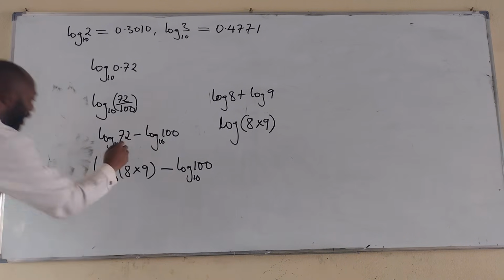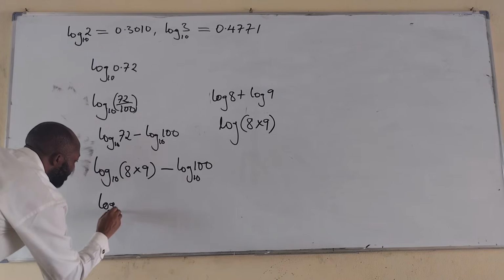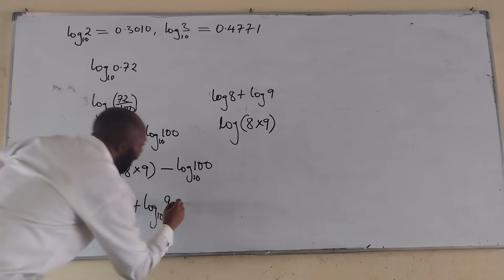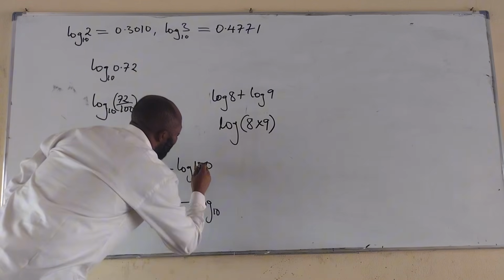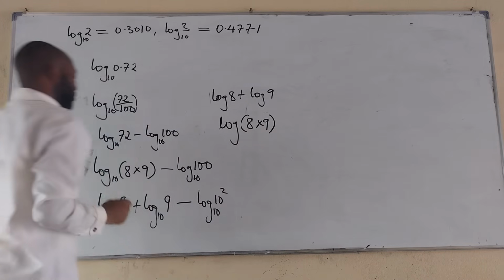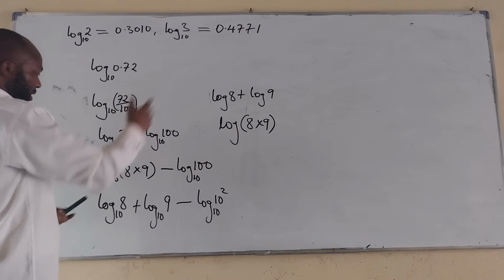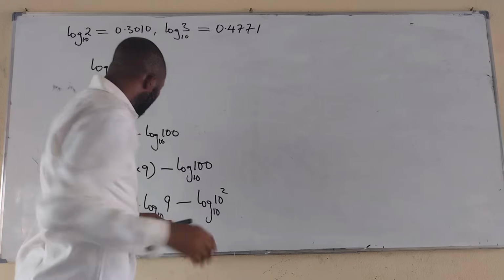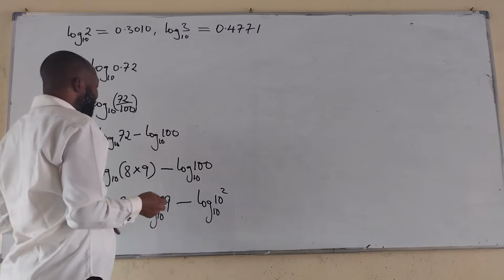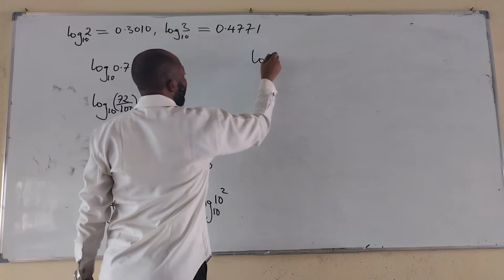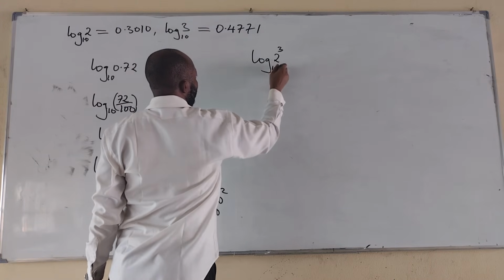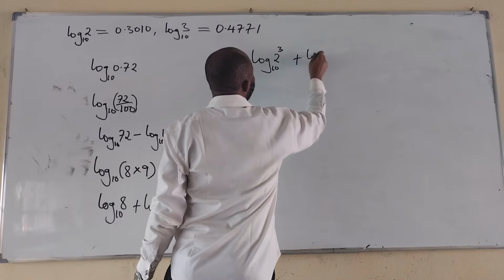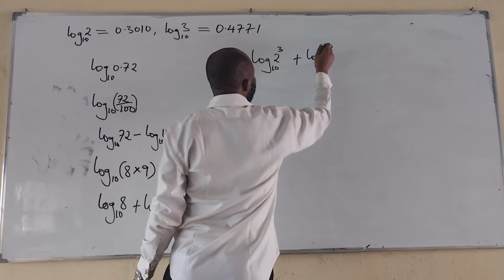So now I can break them down by saying log in base 10 of 8 plus log in base 10 of 9 minus log in base 10 of 100. 100 is the same thing as 10 raised to the power 2. Please let me take the other side of the board. Now log 8 in base 10 can be written as log of 2 raised to the power 3 in base 10. Powers law, I use it to multiply the log. Plus log 9 is 3 raised to the power 2 in base 10.